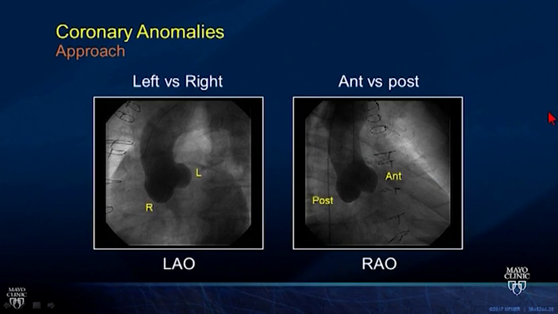So here's an example of an aortogram showing that specific thing, where you have the left cusp over here and the right cusp over here. This is the LAO view. And then in your RAO view, you have the non-coronary cusp, or the posterior area of the aorta, and anterior. And this is particularly important when we're looking at what the initial course is of the coronary anomaly, which we'll talk about in one of the next slides.